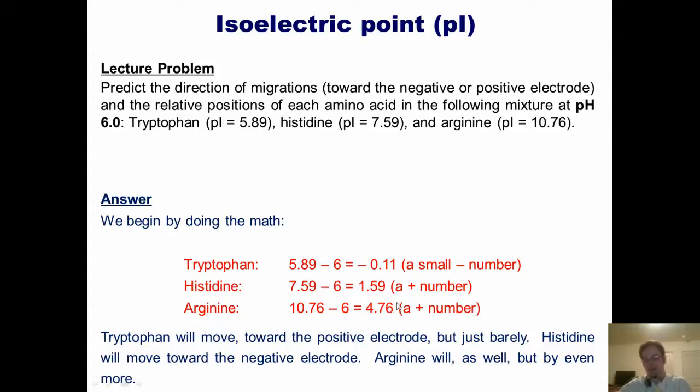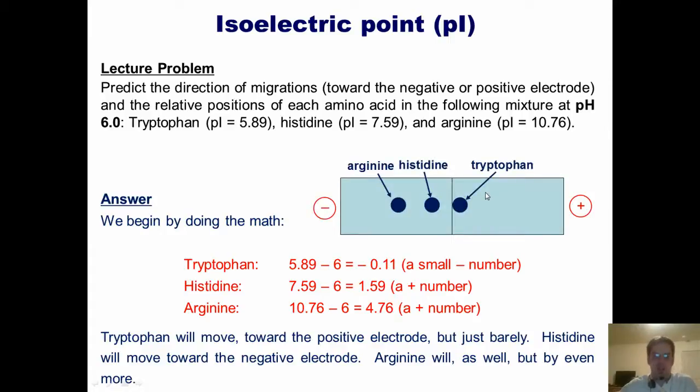So we would expect our gel to look something like this. Tryptophan just barely gets off the starting line, going toward the positive electrode. Histidine moves a little bit toward the negative. Arginine moves more. That's it. Do I expect you to know how to do this? Absolutely. So that concludes today's lecture on isoelectric points and electrophoresis.